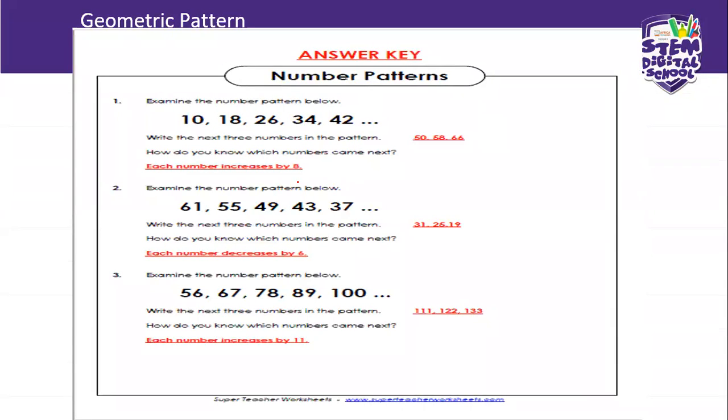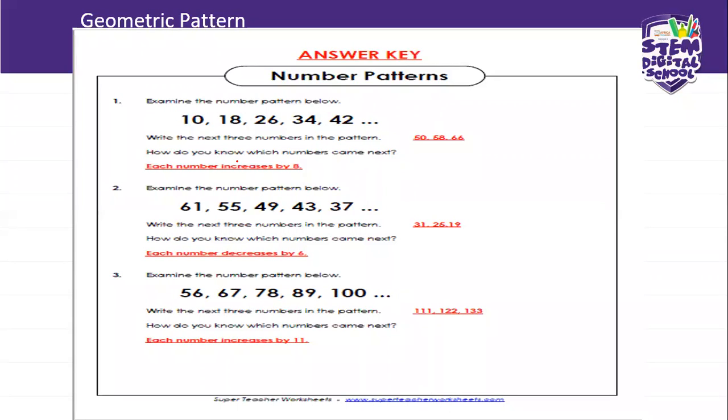Right. I think these are the correct answers. We did speak about saying that the next ones would be 50, 58, 66. Next one, 31, 25, 19. Following one, 111, 122, 133. The first one says you add by 8. That is the rule. The second one, the rule is we decrease it by 6. The following one, you add by 11. That is the rule.